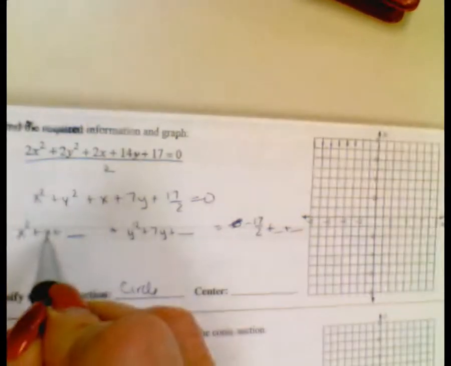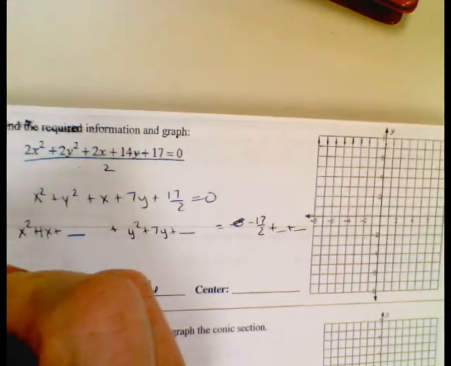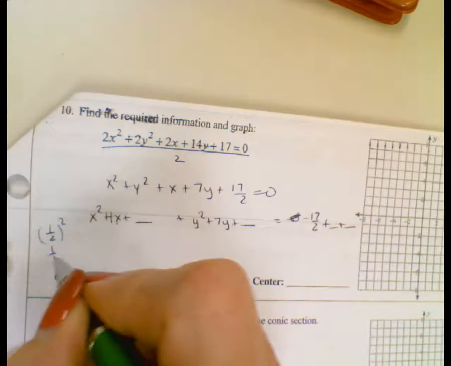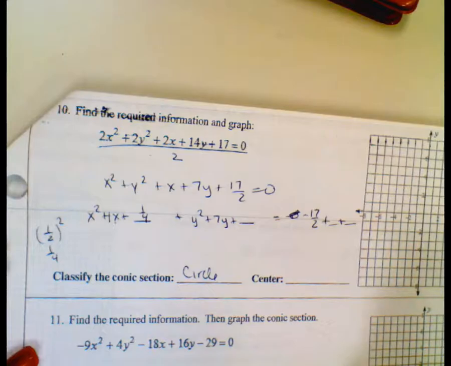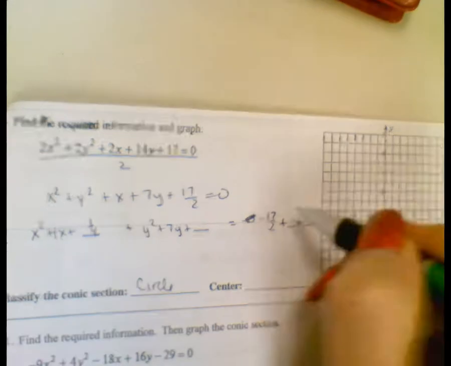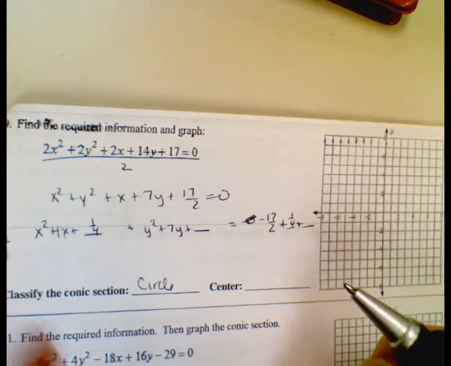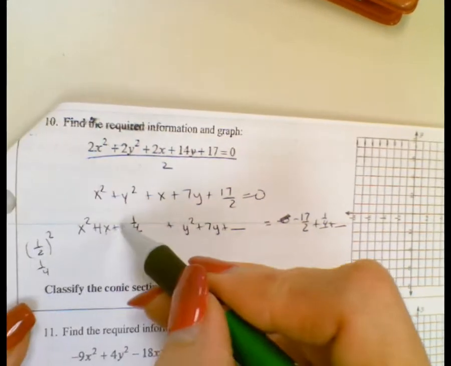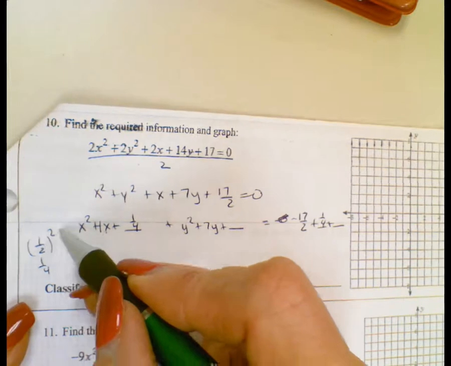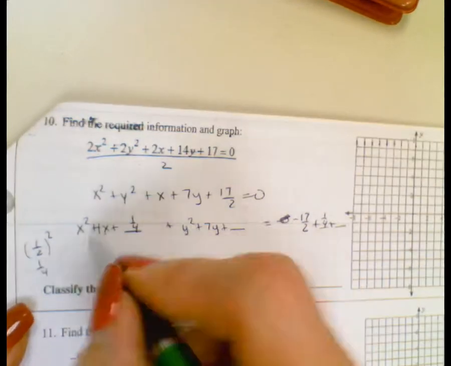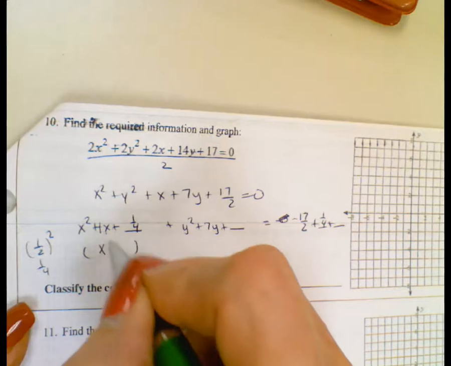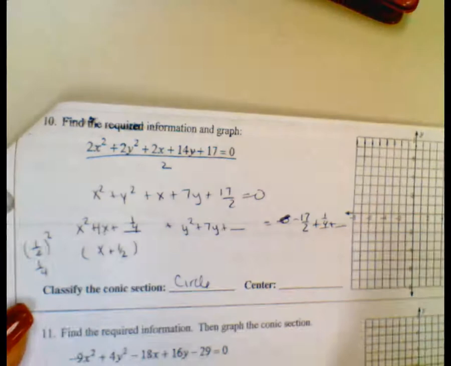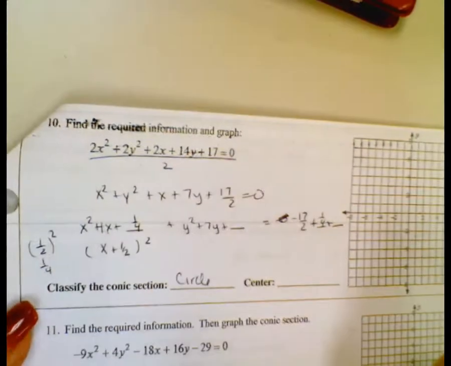Now half of 1, this is a 1 right here, so half of 1 is 1/2. 1/2 squared is 1/4. So that's what we're adding to this side. Strange, I know. Half of 1 is 1/2. 1/2 squared is 1/4. That's what we added to that side. When you go to factor this, half of 1 is 1/2, but that's also the square root of 1/4. And that's squared. So the x part's done.